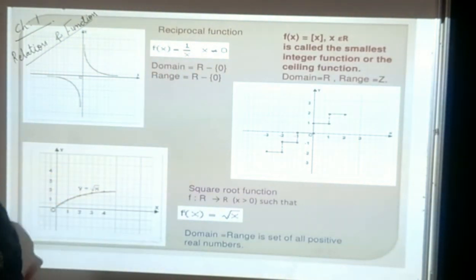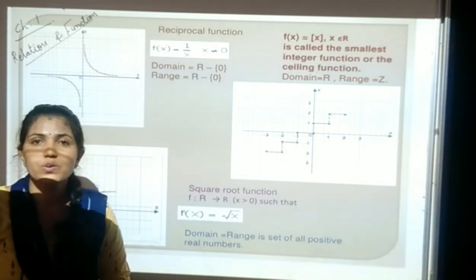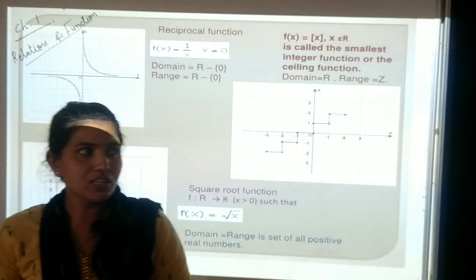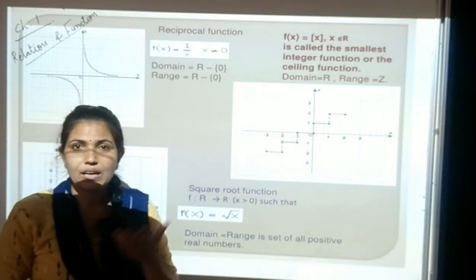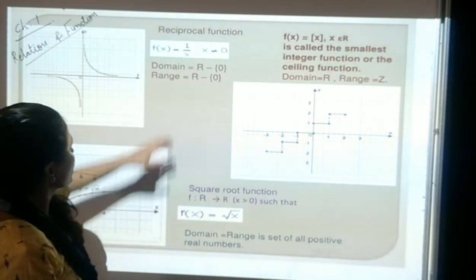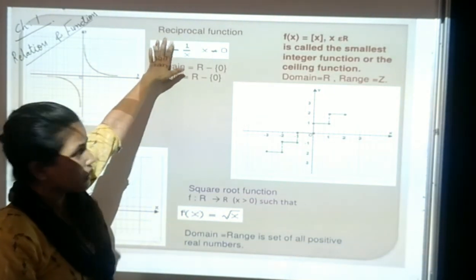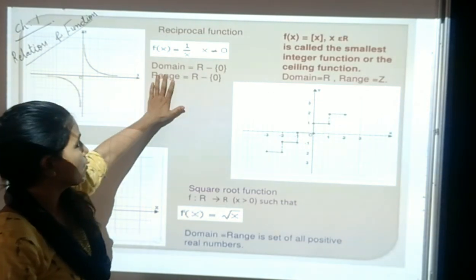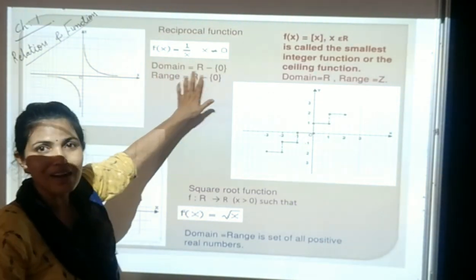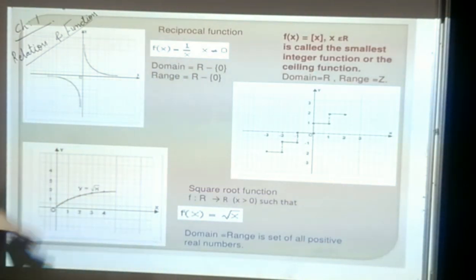So remember students, this is for your competitive exams also. All these things will be useful for you in the exams you will give. So the reciprocal function is f of x equals 1 upon x, where its domain and range, you remember, are R minus 0. And its graph is like this. This is the graph of the reciprocal function.